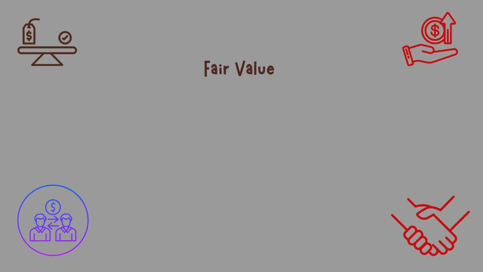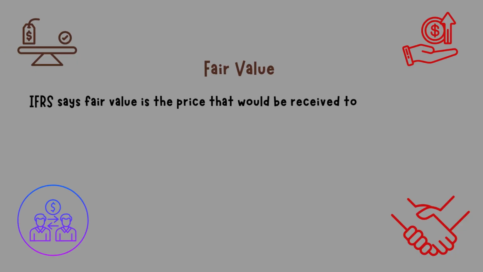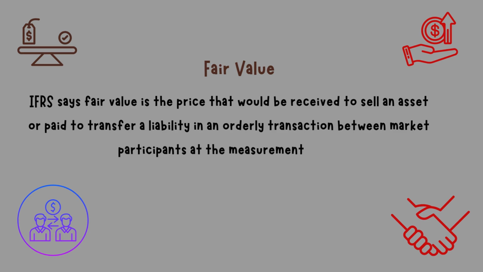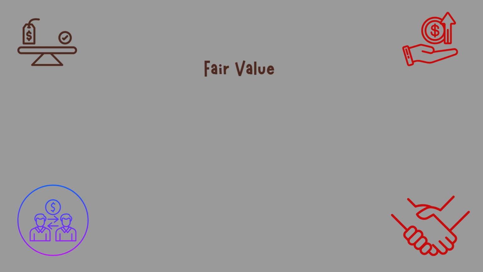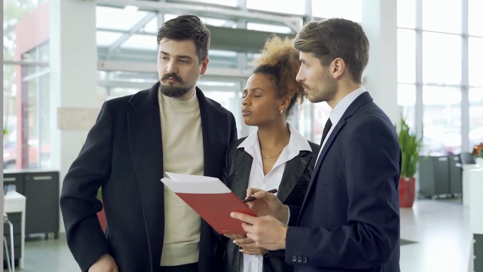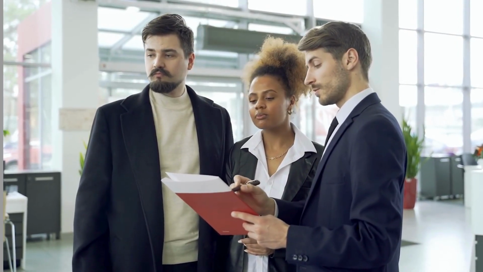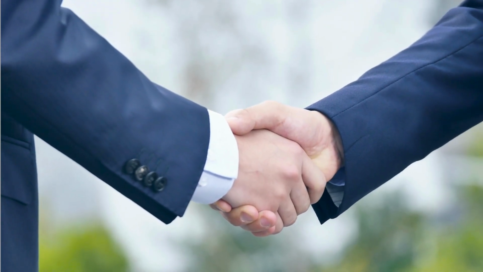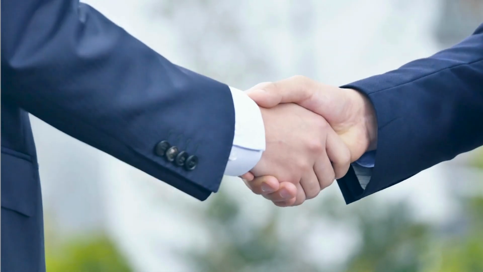What is fair value? IFRS says fair value is the price that would be received to sell an asset or paid to transfer a liability in an orderly transaction between market participants at the measurement date. Let's just say, it is the price you would get for selling an asset or pay to transfer a liability in a fair, normal transaction today. It reflects what willing buyers and sellers would agree on at the current date. Note: in measuring your asset, just make sure you are consistent.